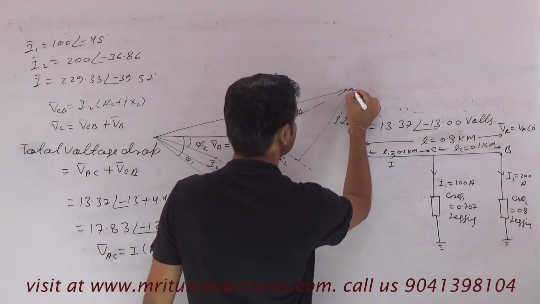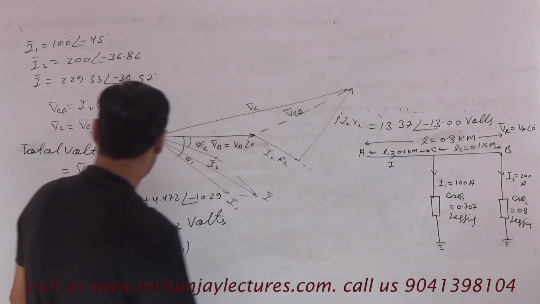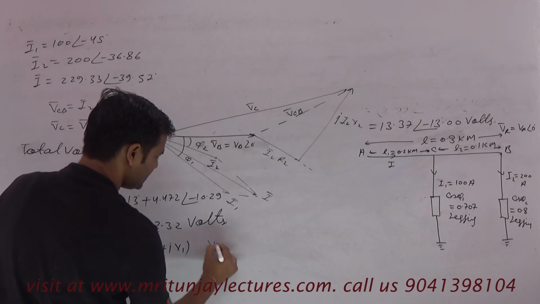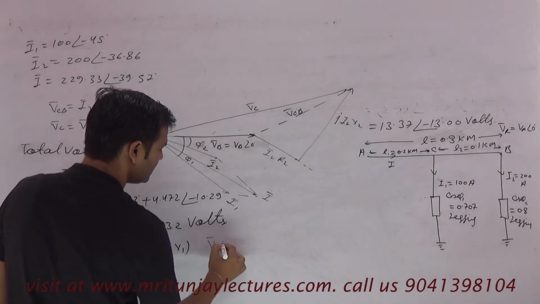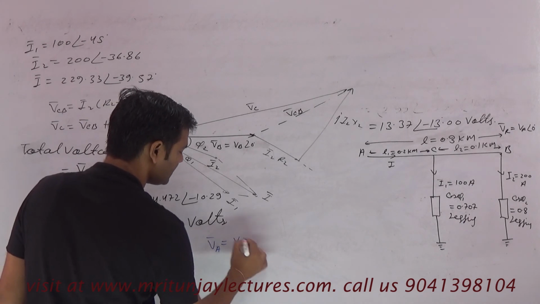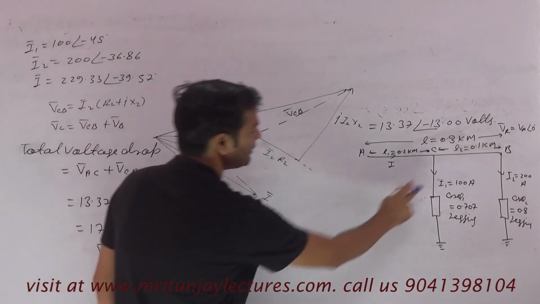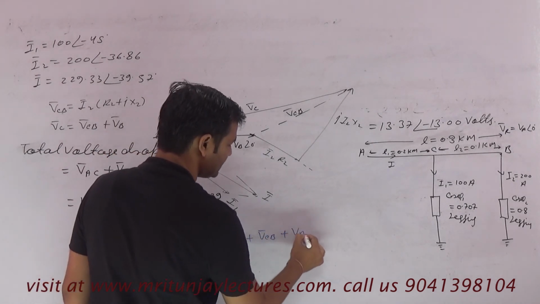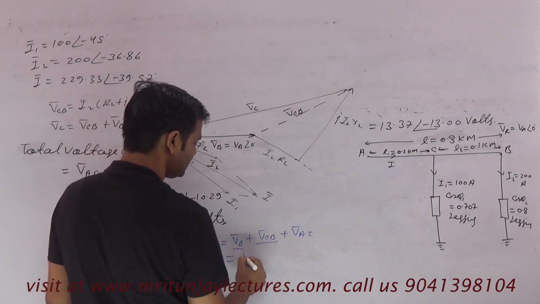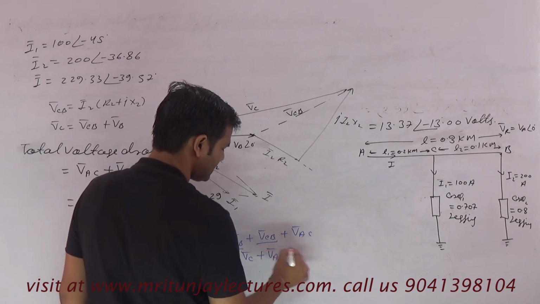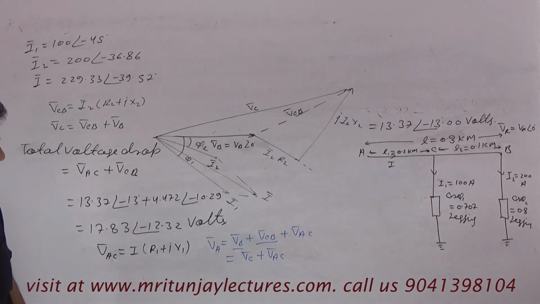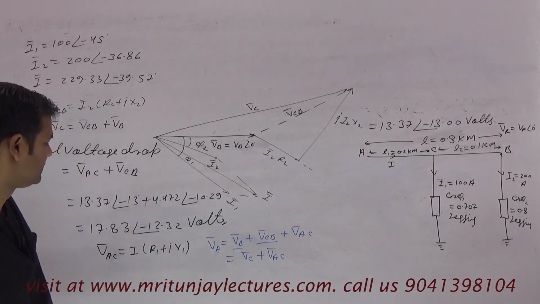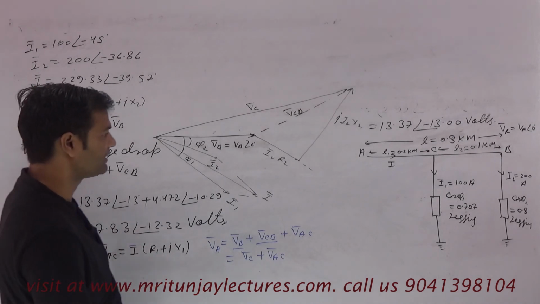Now if you want to make V of AC, then how to make? First of all, VA is equal to VB plus VCB plus V of AC, and VB plus VCB is VC, plus V of AC. Okay, so VC represent like this one, V of AC. V of AC is I into R1 plus JX1.